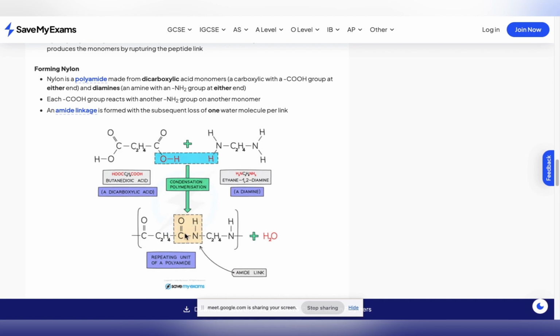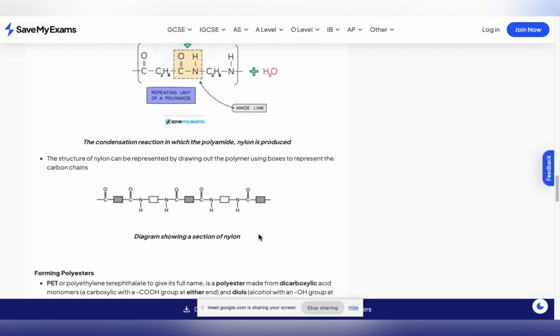This whole thing, NH and C double O, this whole link is called the amine linkage. This is going to continuously repeat itself to form a structure like this. Remember I said we will remove these other molecules, we replace them with blocks. So in the case of this one, we also remove it and replace it with a block.